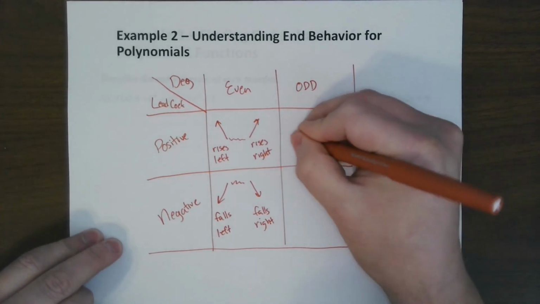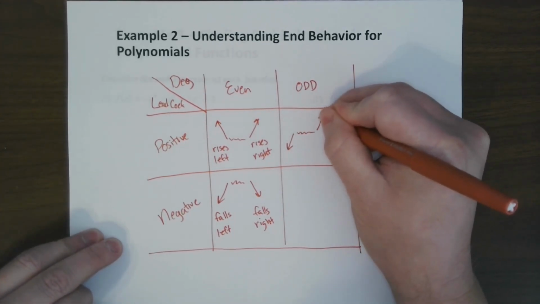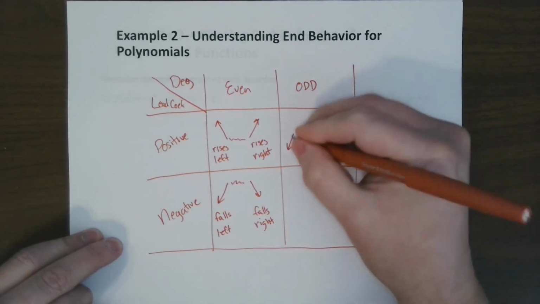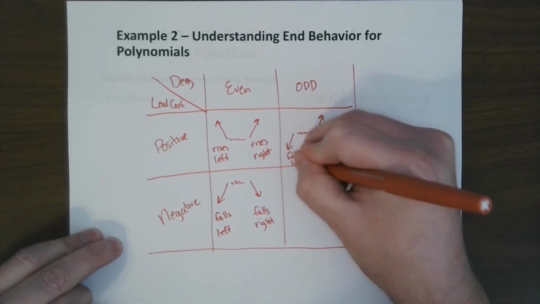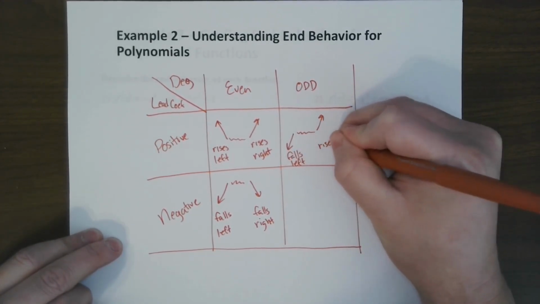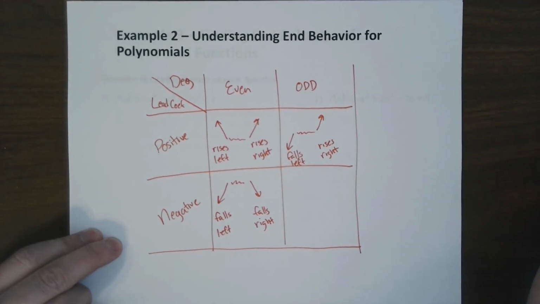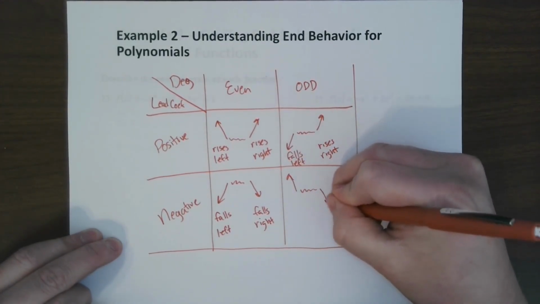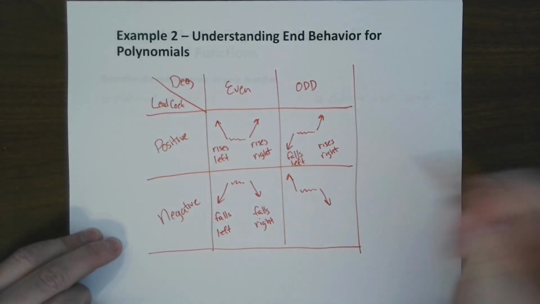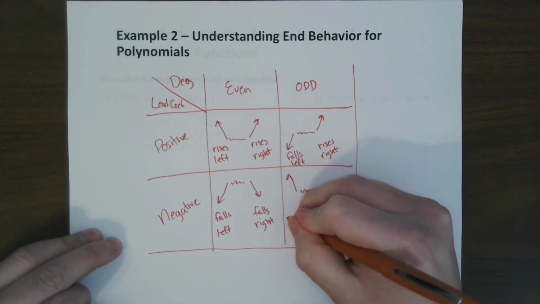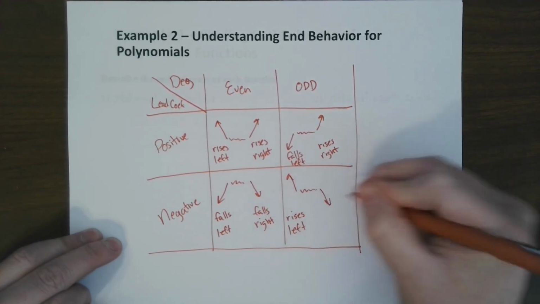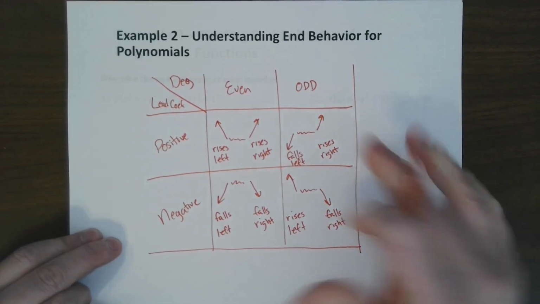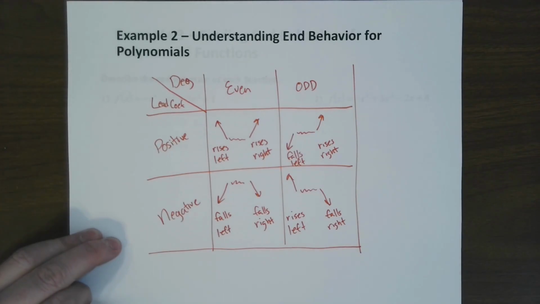Now, odd always starts low and ends high if it's positive, because positive is increasing. Starts low, ends high. So this one falls left, rises right. And negative, of course, would be the flip of that. So starts up, ends down. In other words, if you start high and end low, that's decreasing, so it's negative. So this one says rises left and falls right. And so this chart will help you with the rest of this lesson.